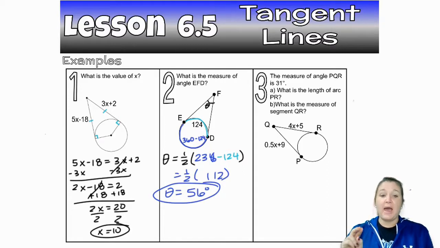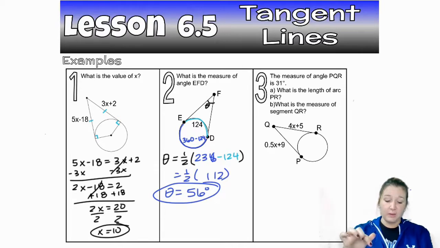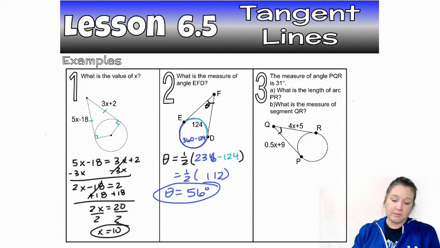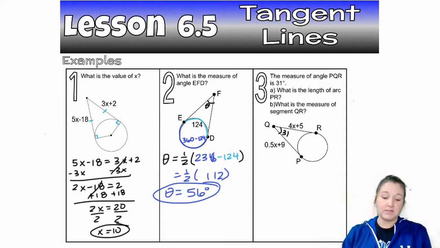Now we have a couple of things going on here. We're going to find the length of the arc PR, and then we're also going to find the measure of QR. So the first thing I need to note is that the measure of this angle right up here is going to be 31. All right. It wants us to find this length. Instead of using X, I'm going to use A actually because I use X in the other one, and I don't want you to get that confused. So that's going to be A.